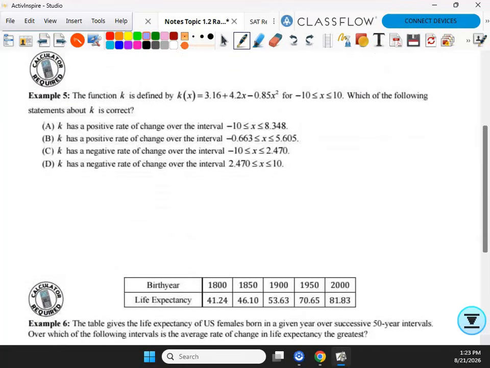Okay. So this says the function k is defined by k of x equals all this stuff for -10 to 10. Which of the following statements about k is correct? Okay, so this is a calculator question.